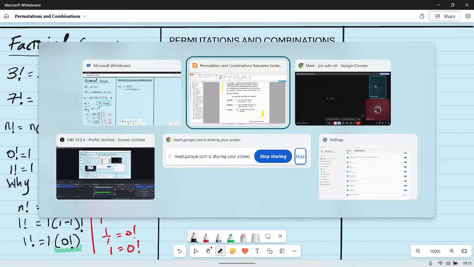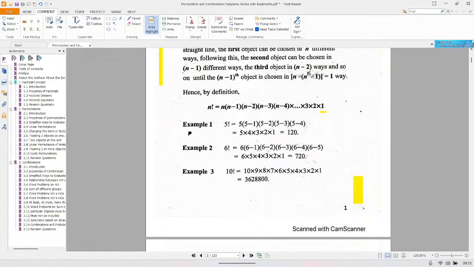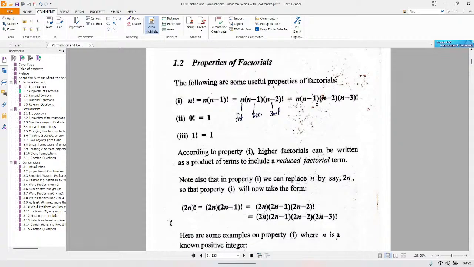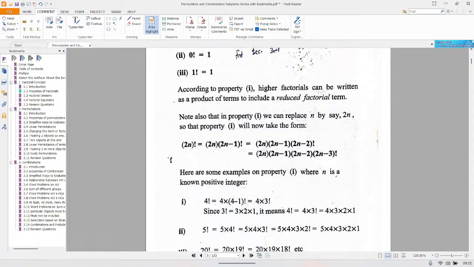So now let's continue with some examples. Now these are some properties of factorials. n factorial is n times (n minus 1) factorial. 0 factorial is 1. 1 factorial is 1. According to the property, higher factorials can be written as a product of terms, including a reduced factorial term.